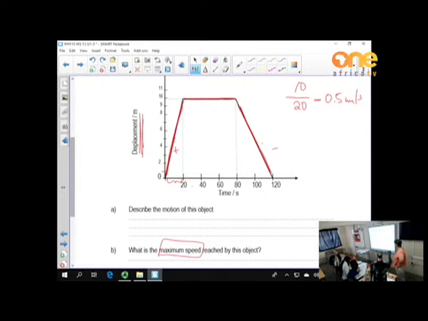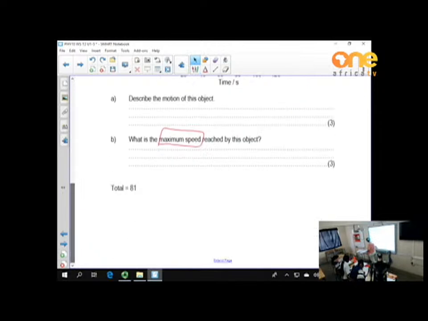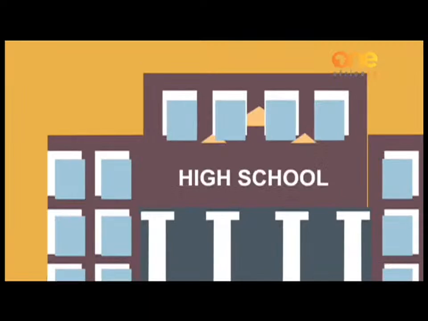Where did you get the distance? With 10 over 20, in this case it's going to give you probably the same, 10 divided by 20. But it's better to use the gradient. Okay. All right. That is the end of that worksheet. I think we will stop there.